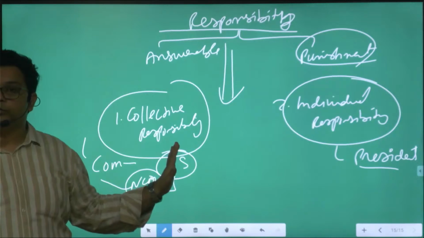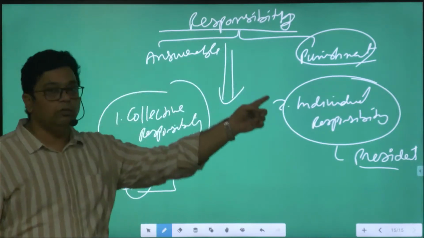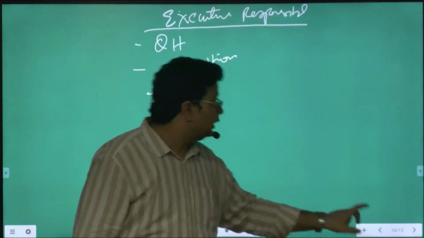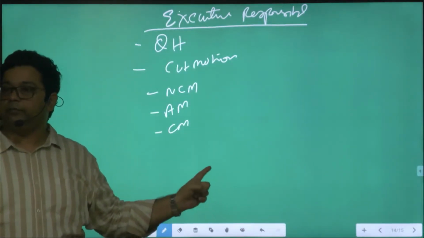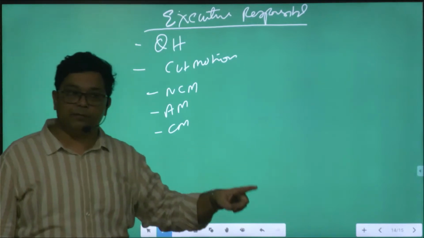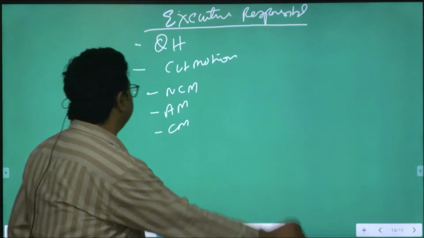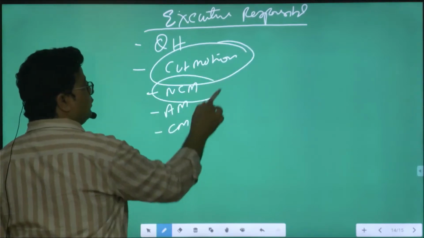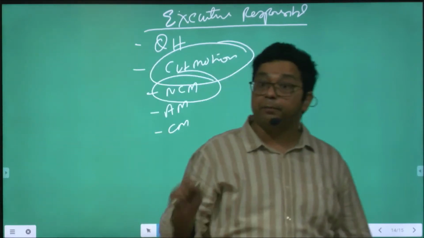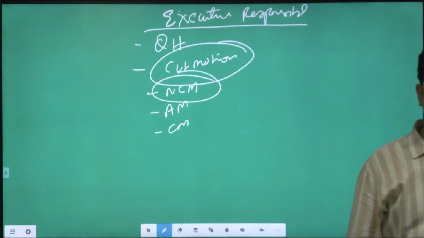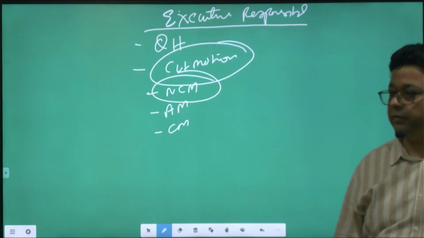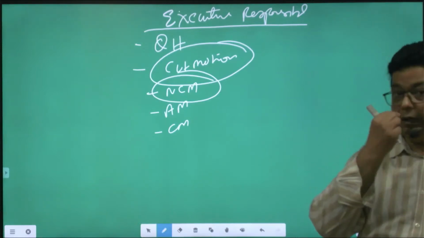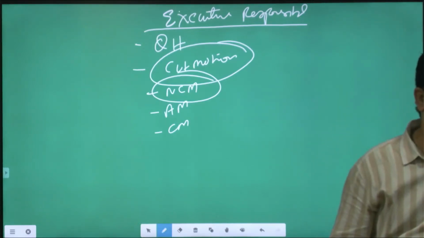Yes or no? Right? So this is how they are making the executive responsible, holding them answerable, and through the cut motion and no confidence motion, they are punishing the executive related to their financial matters or related to their existence in the office. Am I clear? Yes or no?